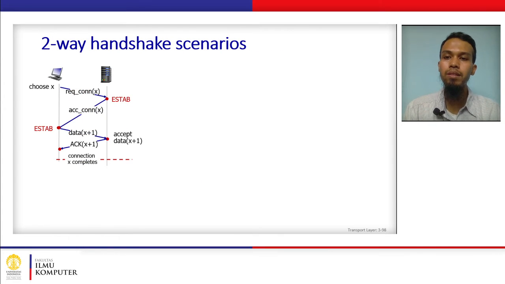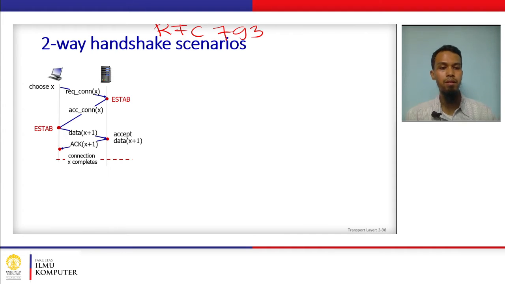So let's take a look at several two-way handshake scenarios, and I suggest you read RFC 793, which contains the standard for the TCP protocol. Okay, so let's have a look at these three scenarios in the two-way handshake.